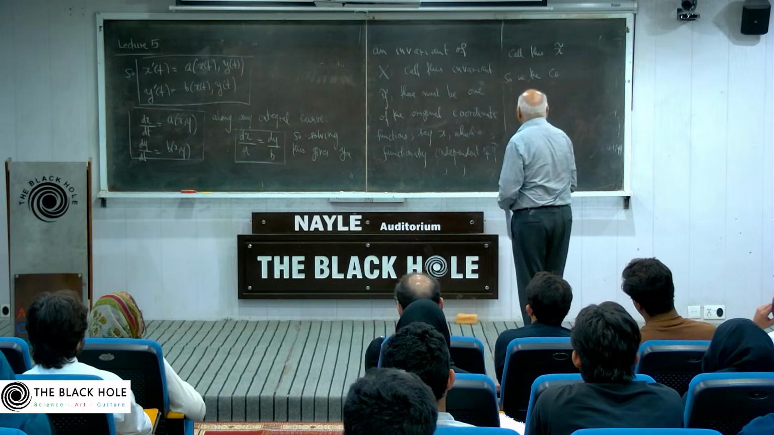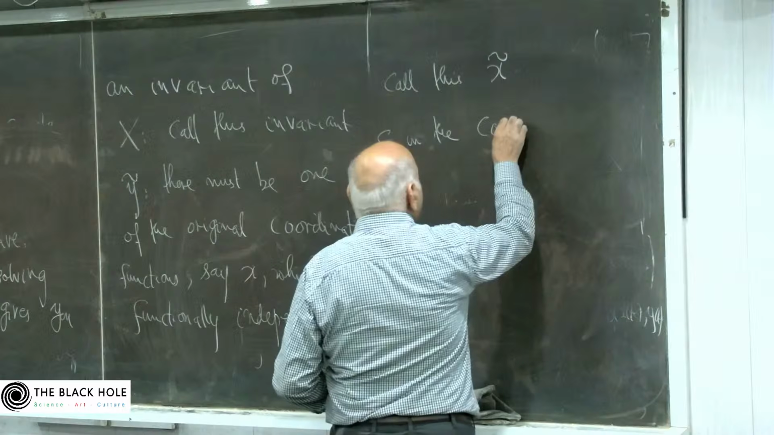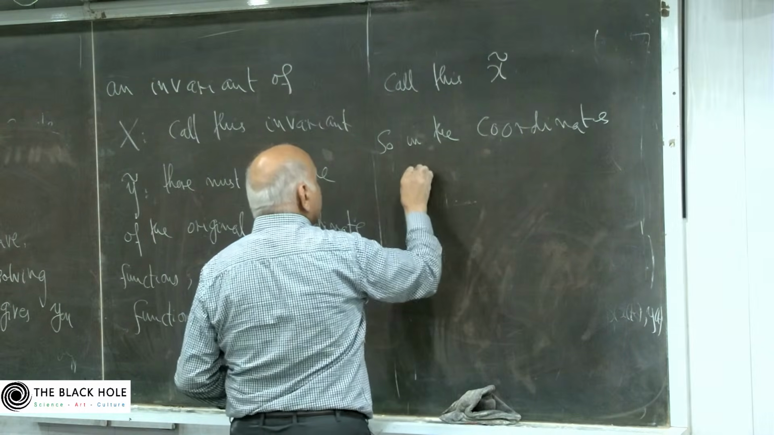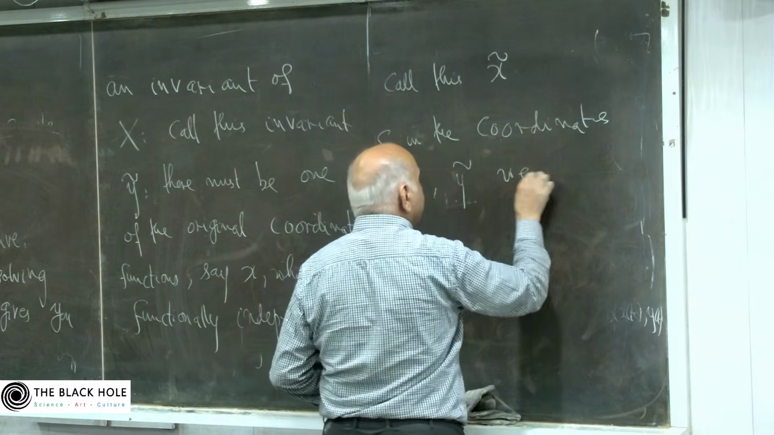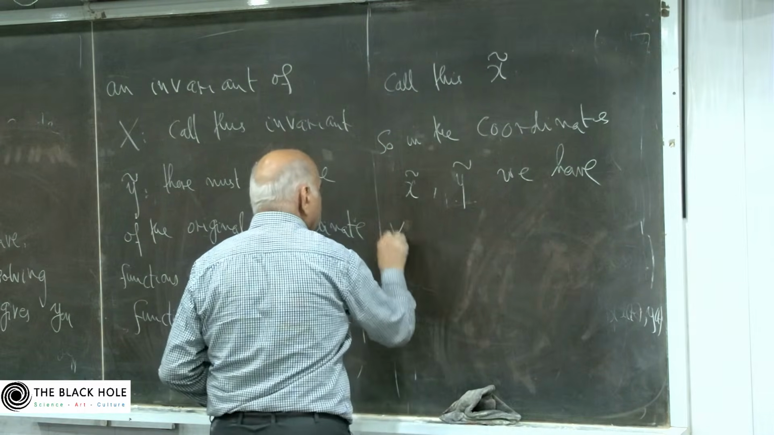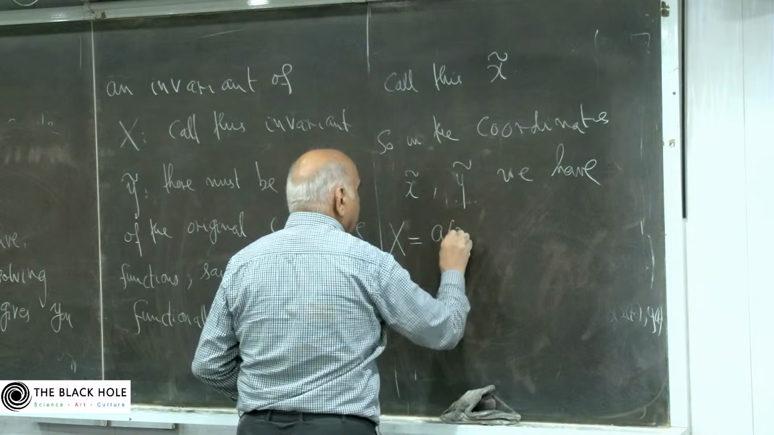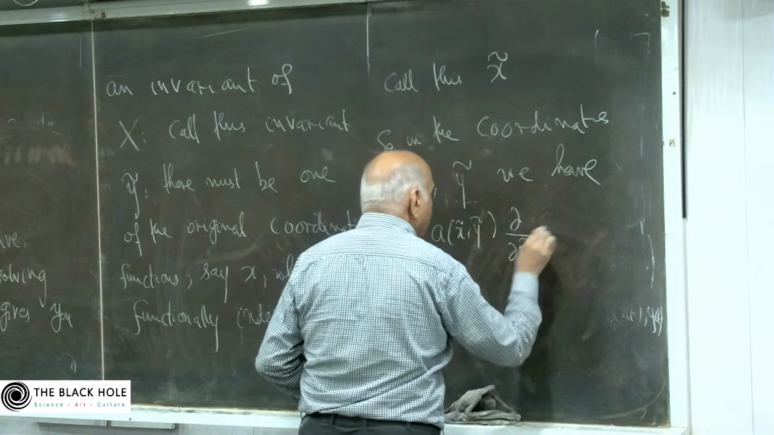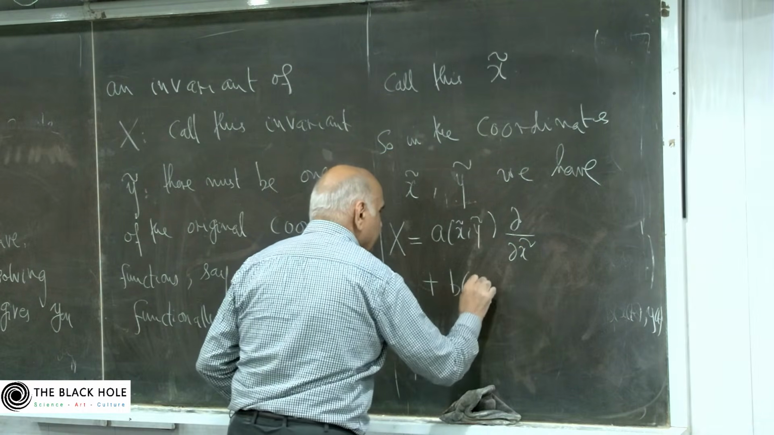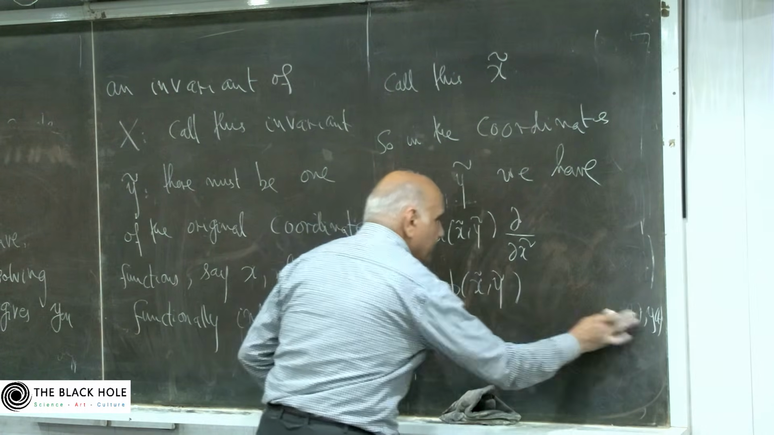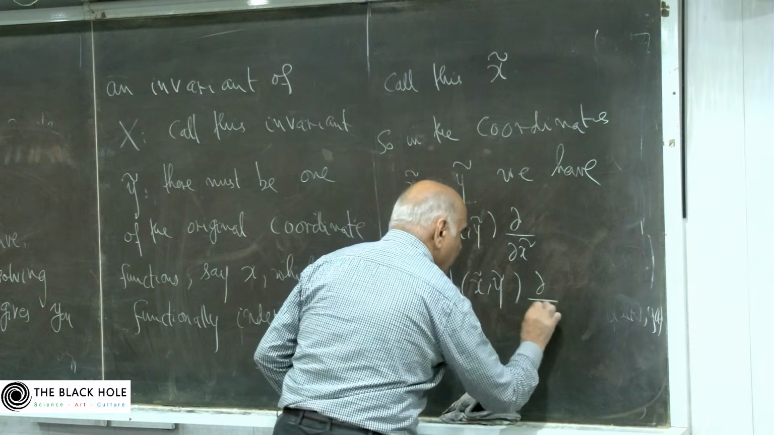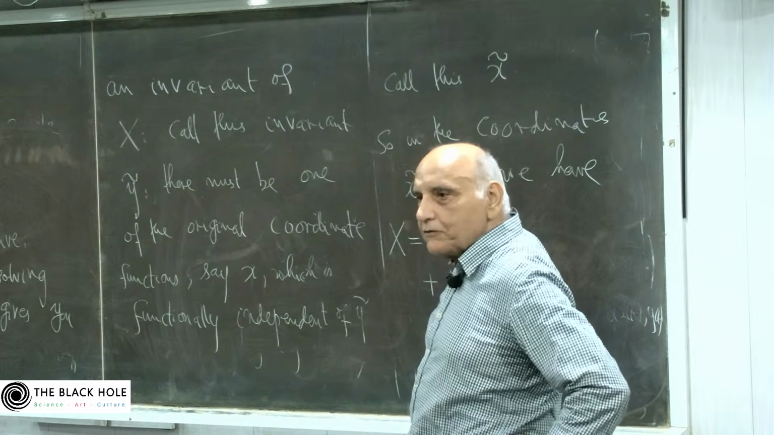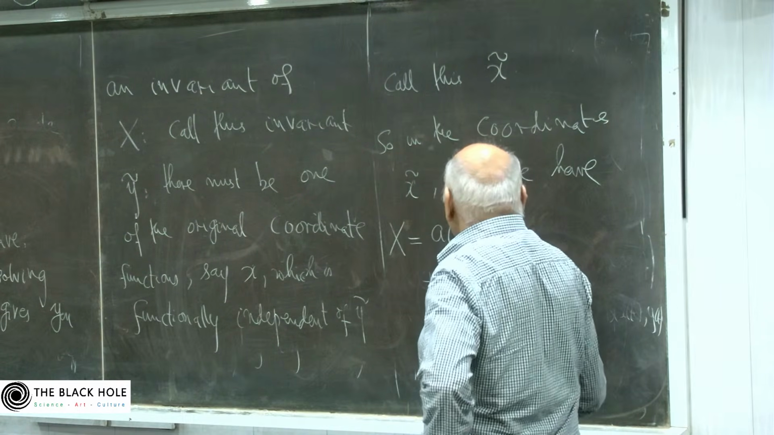So in the coordinates x tilde, y tilde, X is some a of x tilde, y tilde partial by partial x tilde plus b of x tilde, y tilde partial by partial y tilde, right? Now this is true for any system of coordinates. I have not used that y tilde is an invariant. So what is X of y tilde?